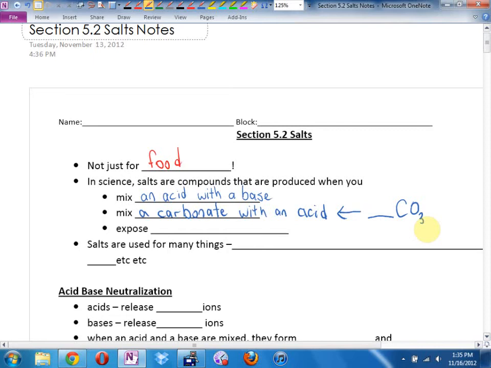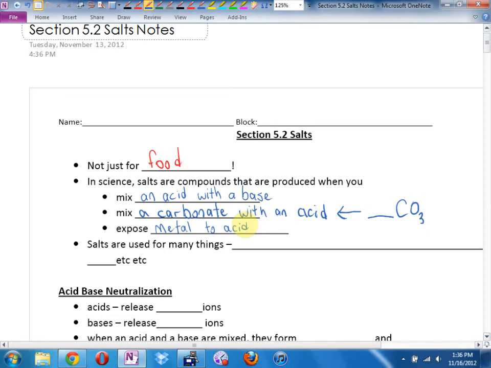The third way you can get a salt is if you expose metal to acid. Do you remember when we did our lab, we dropped zinc into those 6 liquids and some of them fizzed? If you had left that there for days and days and days, you would have noticed a compound gathering on the bottom. It would have been a salt of some type. Zinc something.